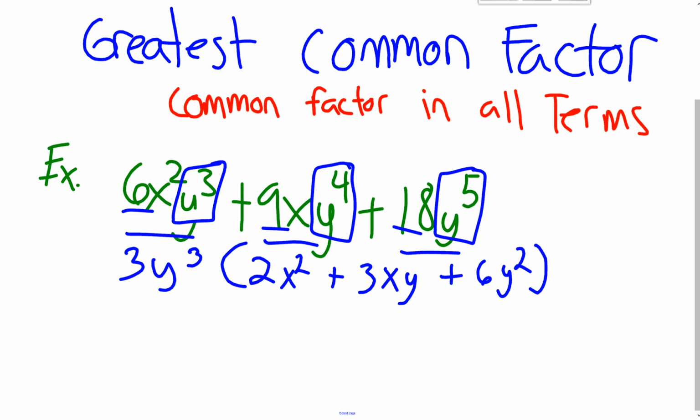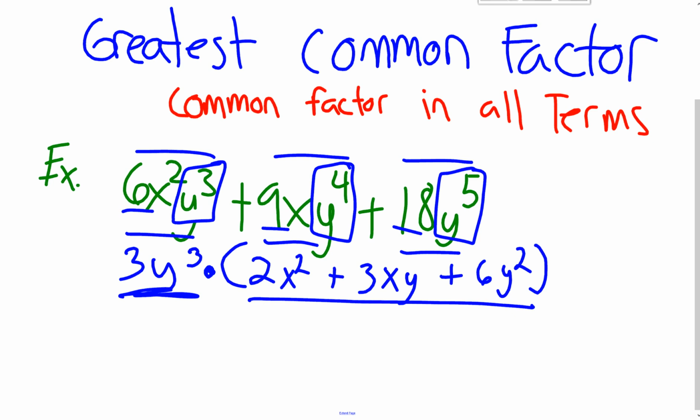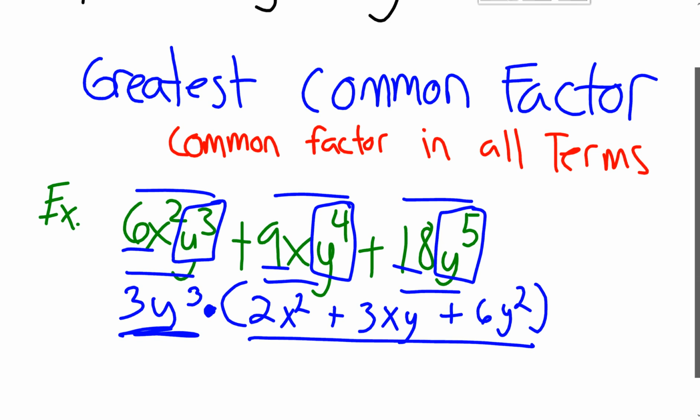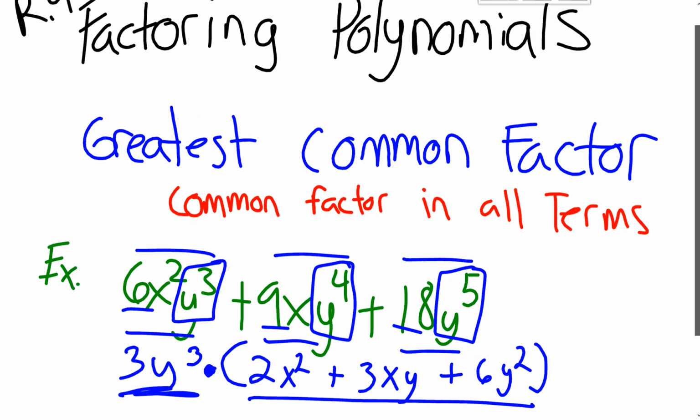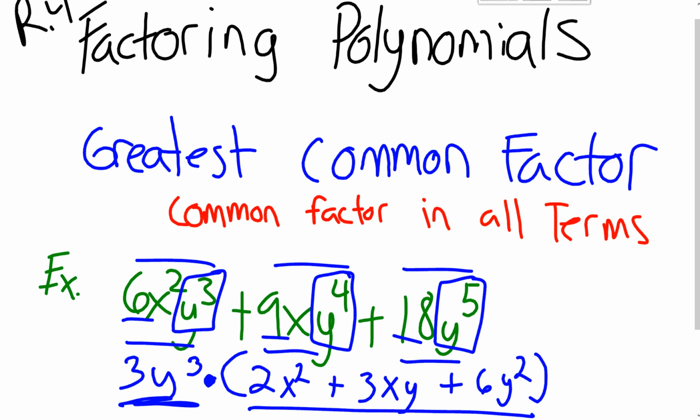So that's unfactoring. Now I have, instead of 3 separate terms, 2 terms, one monomial and one trinomial. And so now I have multiplication in between here. So if I distribute back in, I'll get to my original. So that's factoring. We're looking for common factors to factor out of our polynomials.